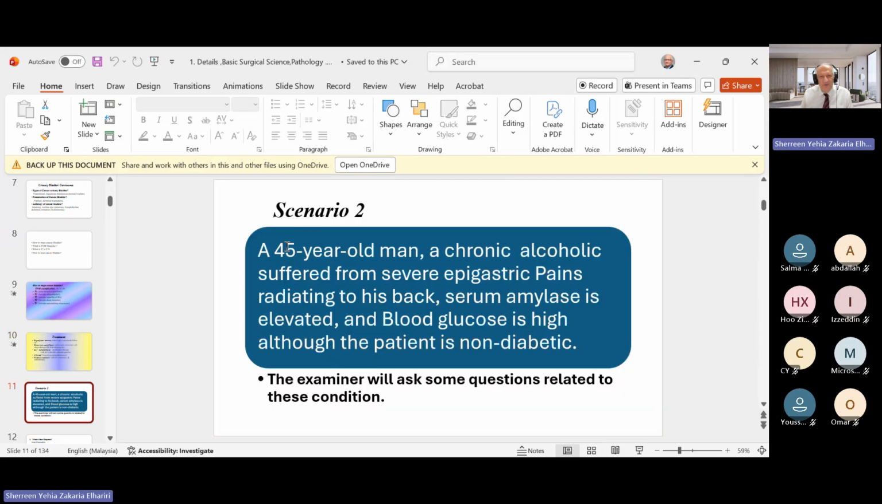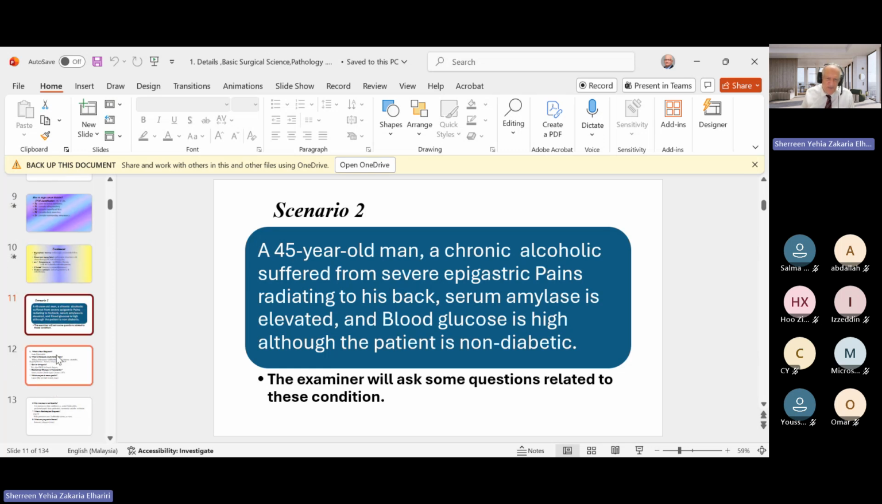The second topic is a 45-year-old man, chronic alcoholic, suffering from severe epigastric pain radiated to the back. Serum amylase is elevated, and blood glucose is high, although the patient is non-diabetic. Of course, before you enter the station, if you see this, you make the diagnosis. But it is a pathology station, so you are asked in detail.